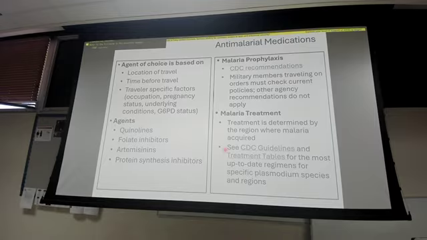All right, and then lastly, like I said before, your agent of choice is based mostly on where you're going and then traveler specific factors. So military members traveling on orders, check your current policies and what the CDC is recommending for those potentially endemic areas. And also some of these medications have contraindications, like if you're pregnant, you can't take some of them, or G6PD, you can't take some of them. It wasn't specified in this one, but just know that, and then I think that's it. Yep.